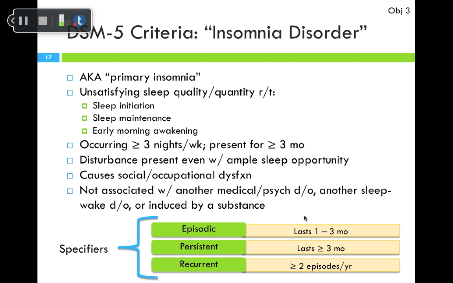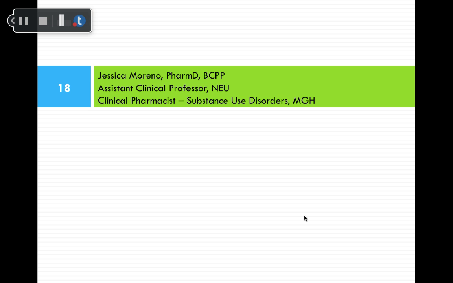And then the other qualifier that's present in all of the DSM-5 criteria is that this disorder is not associated with another medical or psychiatric diagnosis, it's not associated with another sleep-wake disorder, and it's not induced by a substance. The DSM-5 then specifies these insomnia disorders further by saying, is it episodic, which means it's been lasting about 1 to 3 months. It's persistent, so it's been lasting for at least 3 months, or it's recurrent, in that the person has at least 2 episodes every year.